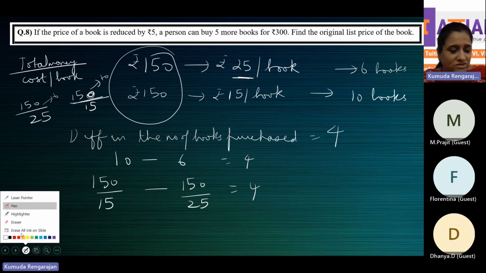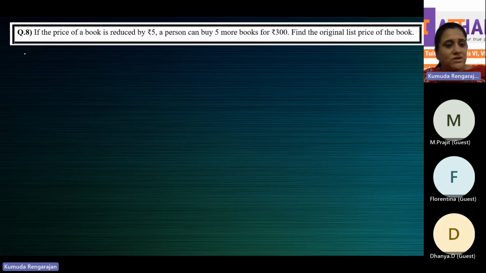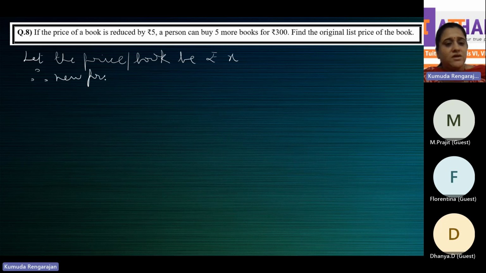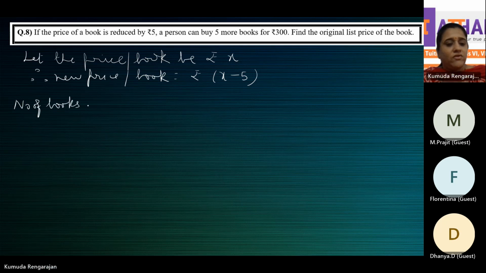Okay, now coming to the present situation, let the price per book be rupees X. Therefore, the new price per book is equal to rupees X minus 5. Okay, now number of books that can be purchased.